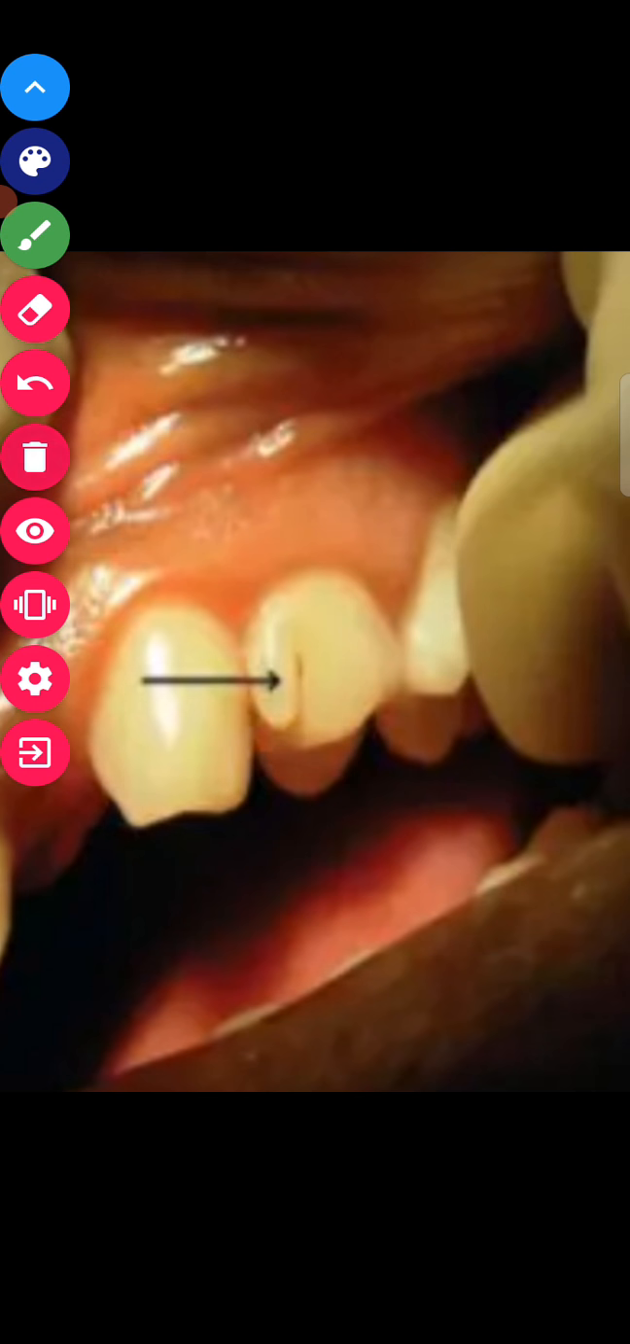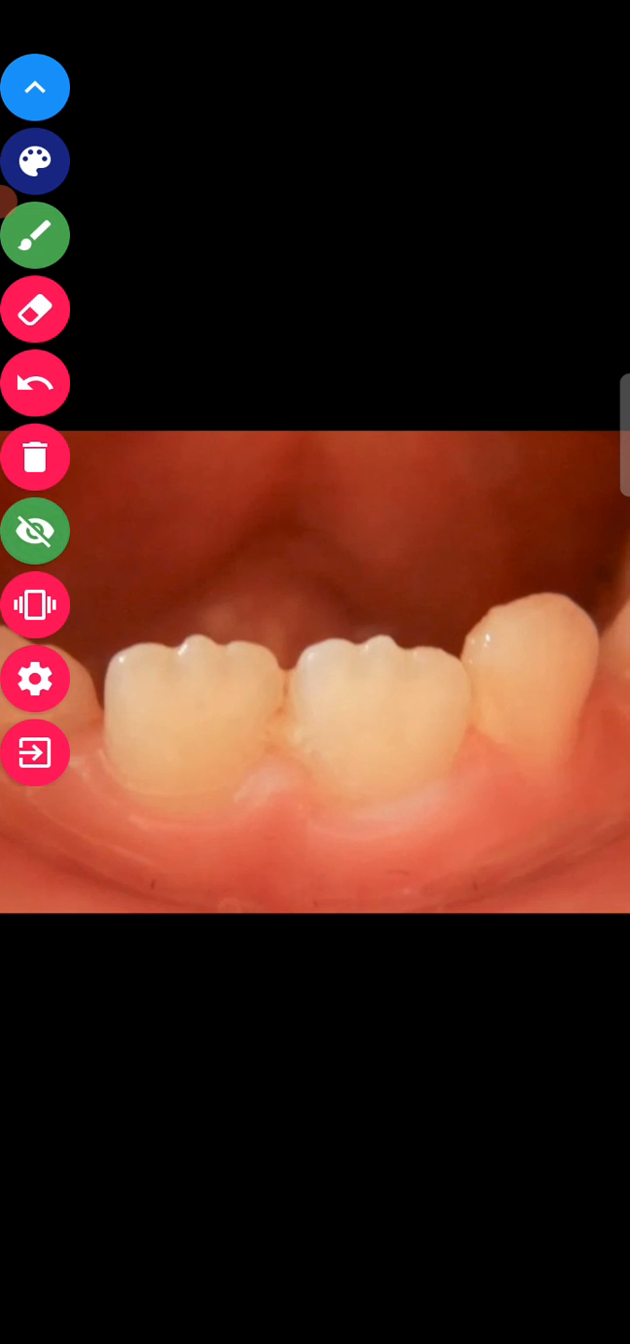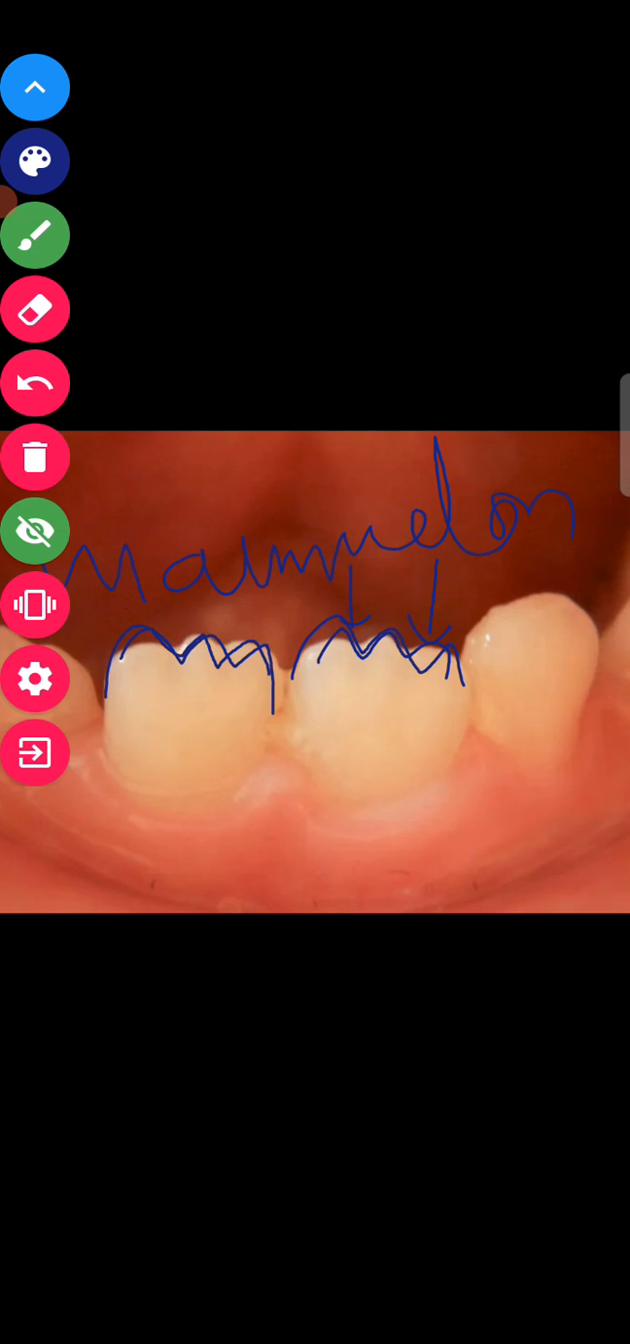Then moving to the next elevation that we have, mamelons. These are the mamelons. These structures that we see are the mamelons. Mamelons are the protuberances on the surface of the tooth which are present in the newly erupted tooth. So the protuberances on the incisal edge of the tooth present in newly erupted teeth are the mamelons. That's how we define mamelons.